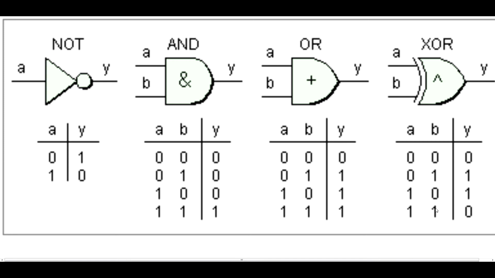But if both of them are on, then it's a low, because it's exclusive OR. It's waiting for exclusively when it's one or the other. And then it's A, B. When both of them are low, it's going to be low.